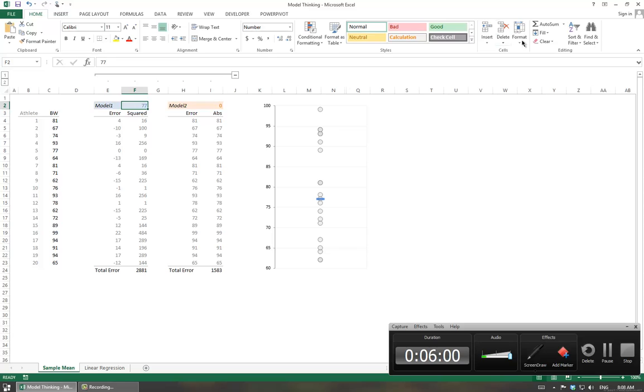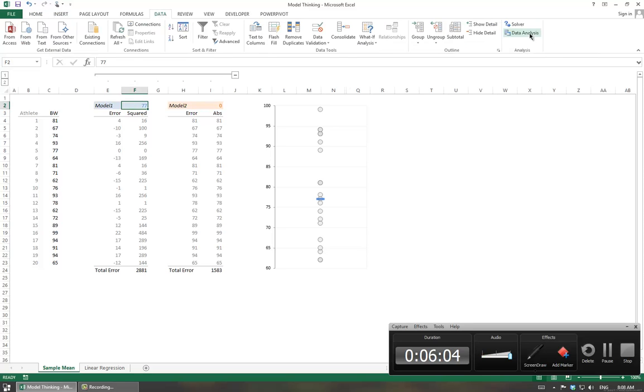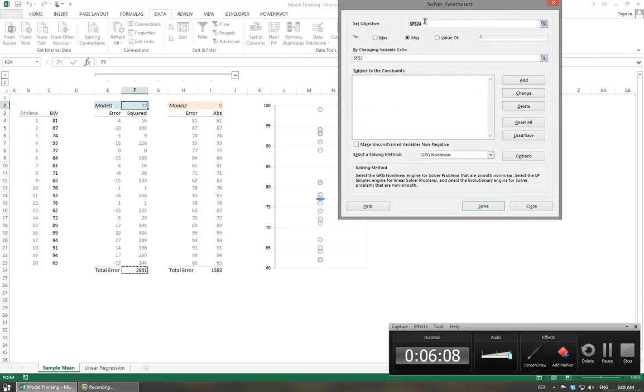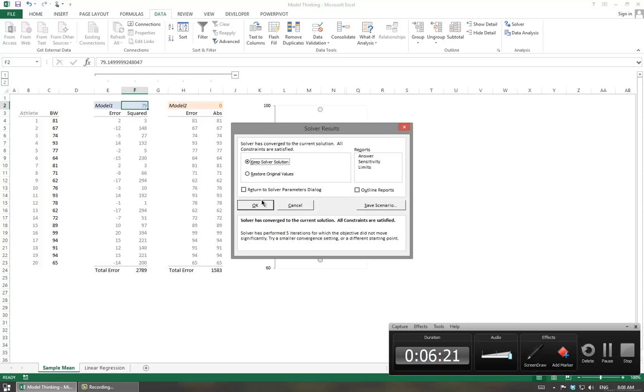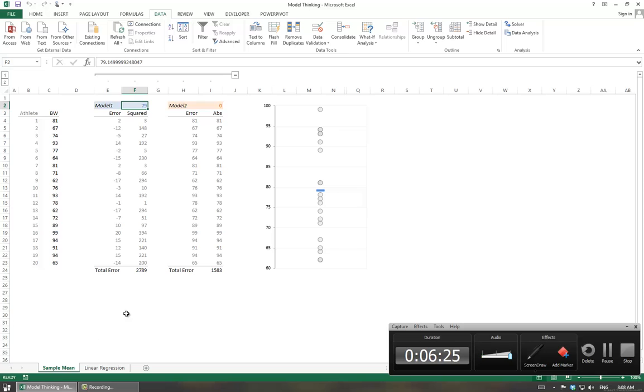So anyway, we can use the Excel solver. We go to the data tab. This is usually an add-on. So we go to our solver. The objective function is the error. We want to minimize this number by changing the model or the mean. And we're going to solve. And we found the number, that's 79.